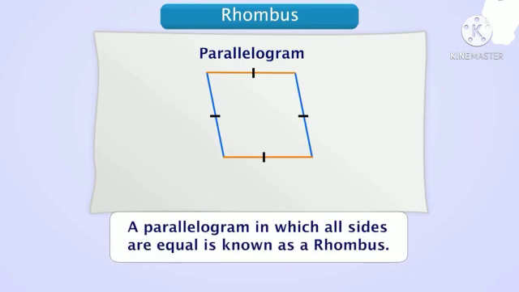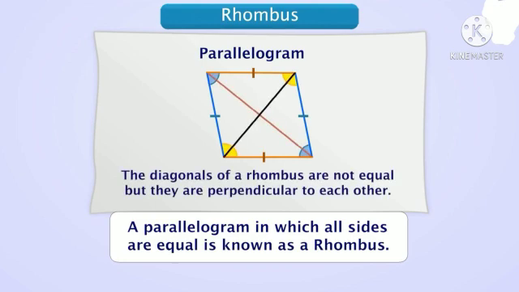It has its own properties, like here. Its opposite sides are parallel and they are equal. If we measure all its angles, we realize that opposite angles are equal. If we talk about its diagonals, then we observe that the diagonals of a rhombus are not equal, but they intersect each other at 90 degrees, which means these are perpendicular.